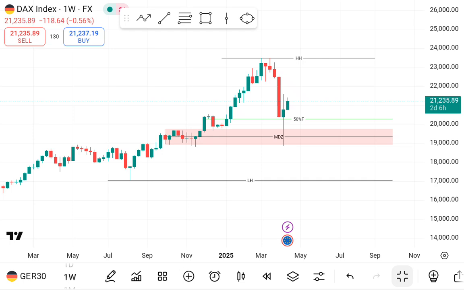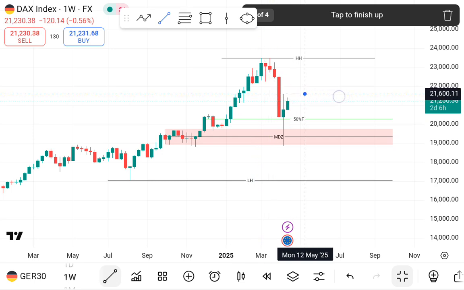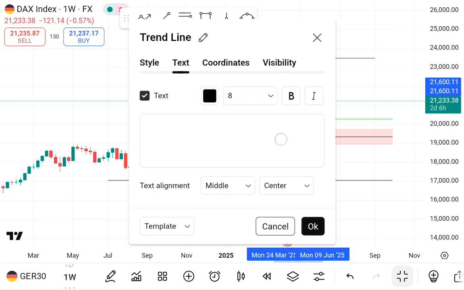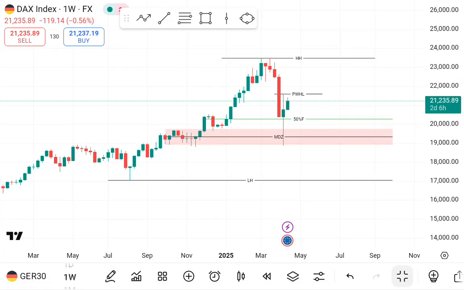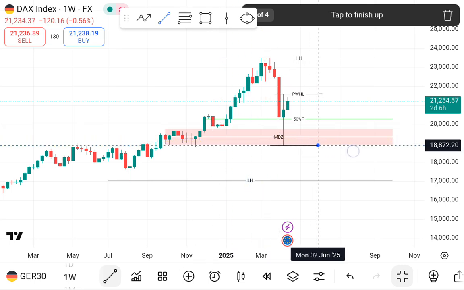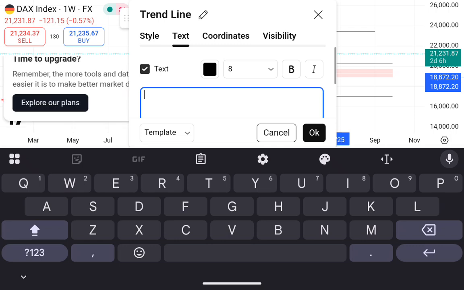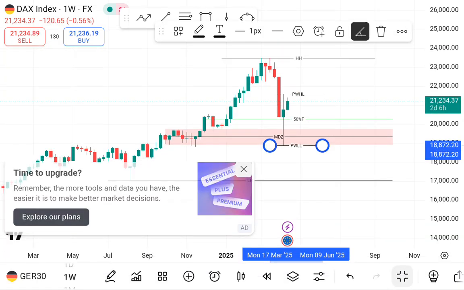It ended up closing with this strong rejection. So let me mark it. We have this weekly lower high right over here. This previous weekly higher low, and then we have this previous weekly lower low right over here.